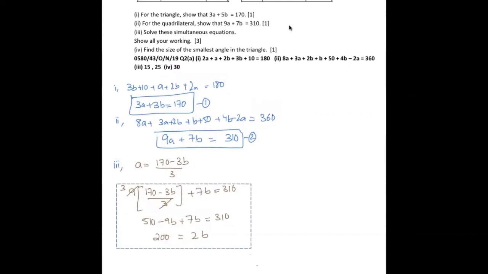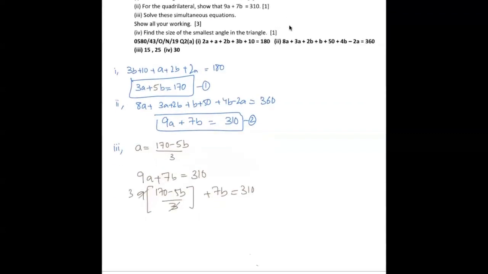Okay, I'm just going to do this again. What we are going to do is make any variable the subject from the first equation. It's your call if you want to make a the subject or b the subject. Sorry, the first equation was 3a plus 5b. If you make a the subject, you're going to get 170 minus 5b divided by 3. And in the second equation, that is 9a plus 7b equals 310, you're going to substitute a, that is 170 minus 5b upon 3 plus 7b equals 310.